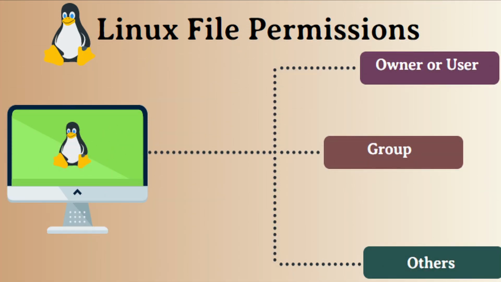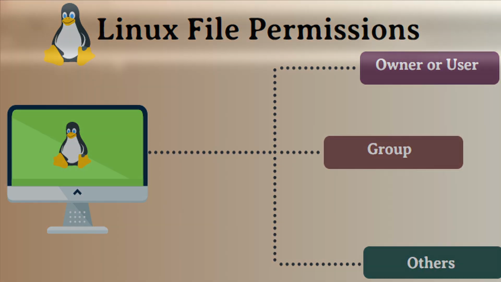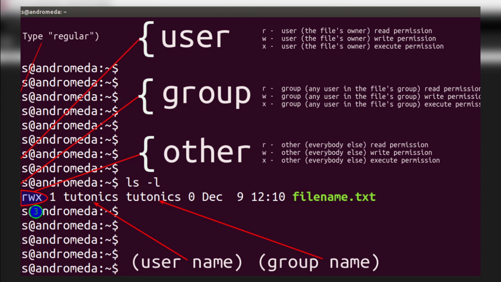Permissions are divided into 3 groups: owner, group, and others. Understanding permissions is key to securing files and preventing unauthorized access.